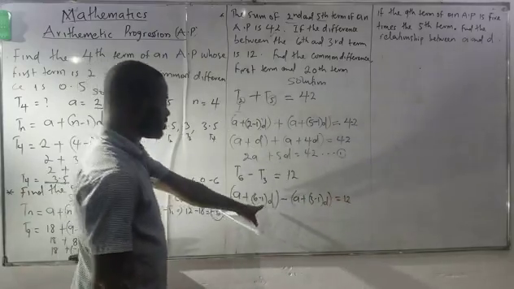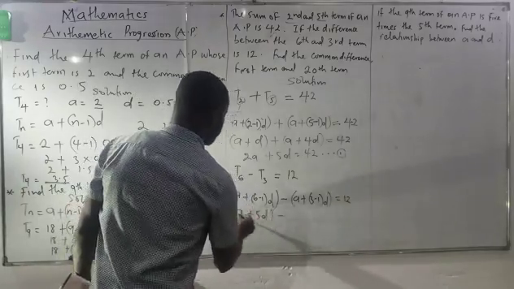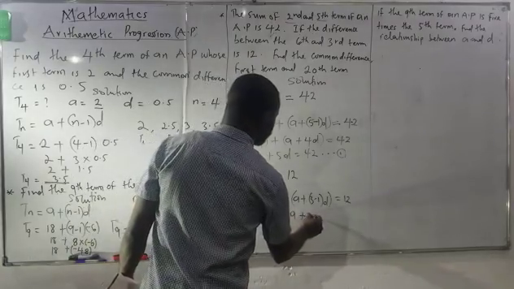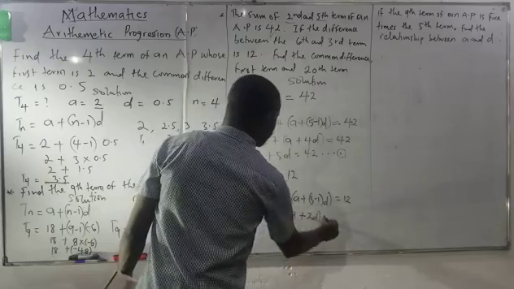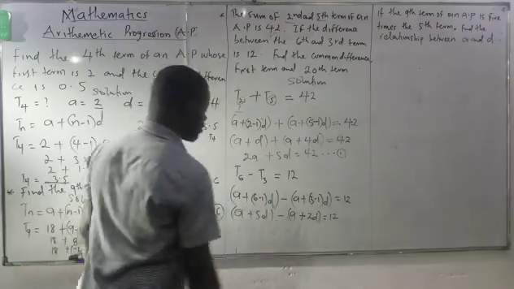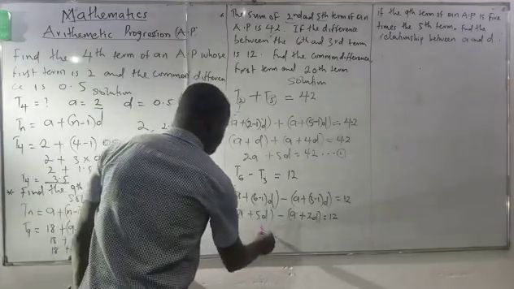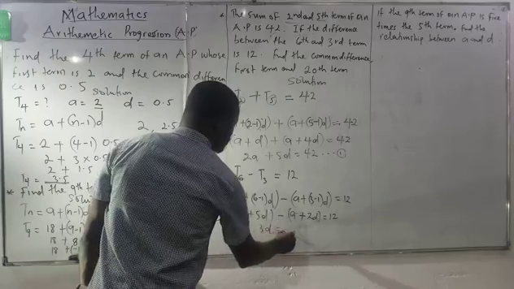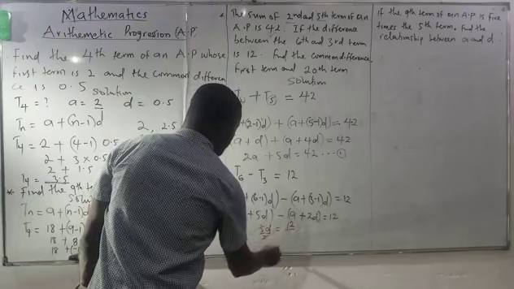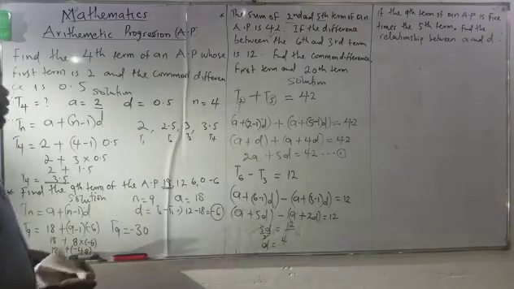Now, this one will be A plus 5D minus A plus 2D equals 12. We cancel the A, and this will give us 3D equals 12. Divide by 3, and D will be equal to 4. My D is equal to 4.